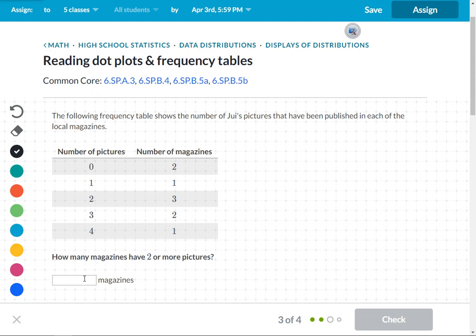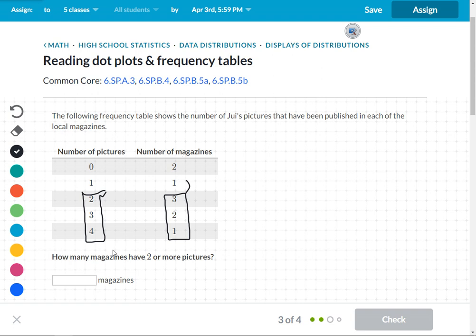How many magazines have 2 or more pictures? So all of these magazines, so this 2, 3, and 4 is 2 or more. So 2 or more will be all of these, which will correspond with this number of magazines. So the left column is for the number of pictures. The right column is for the number of magazines.